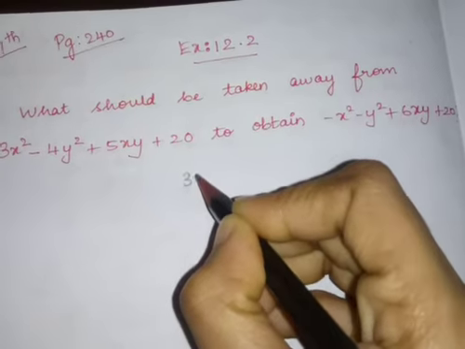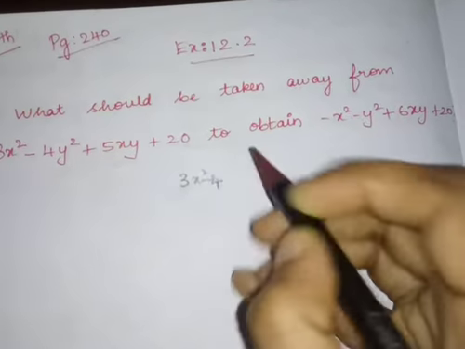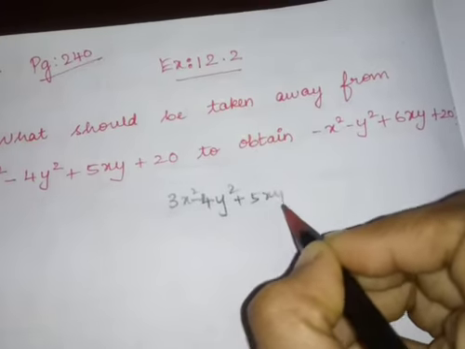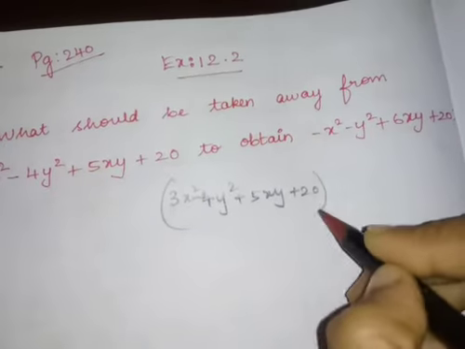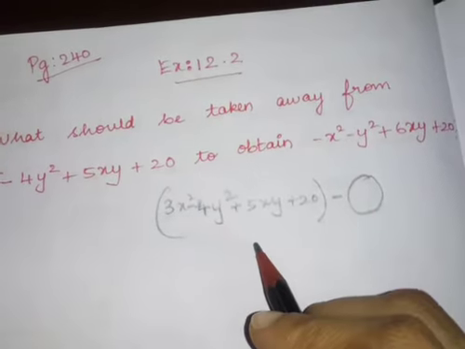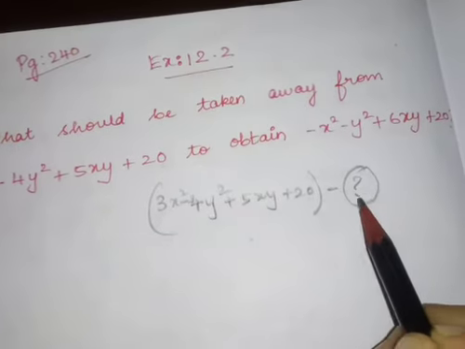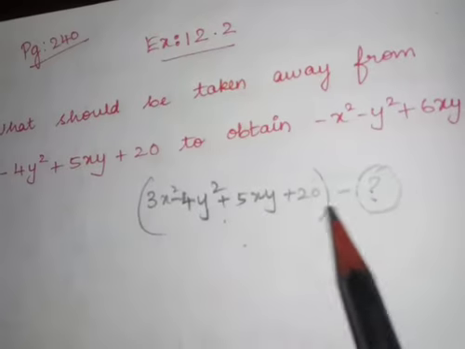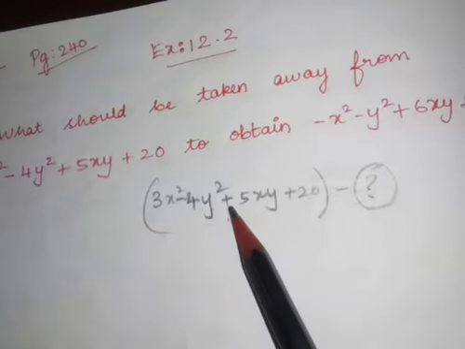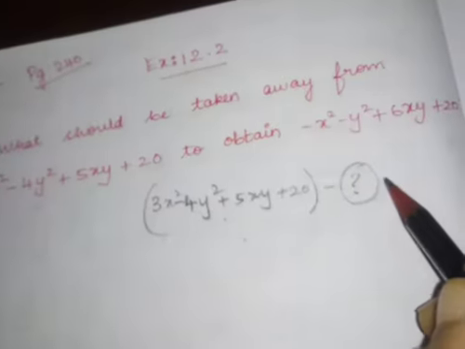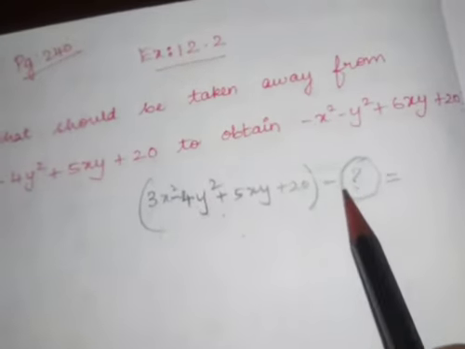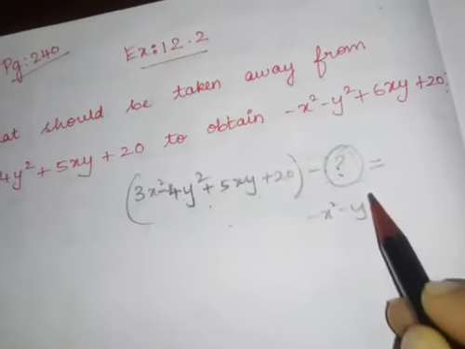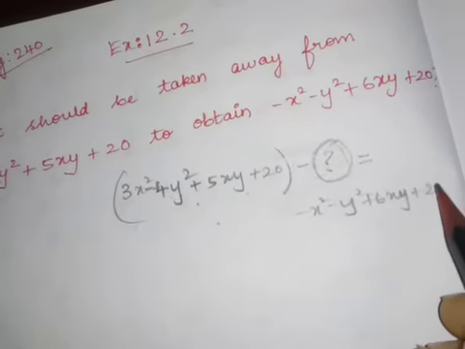So now the first expression I'll explain using the pencil. 3x square minus 4y square plus 5xy plus 20. Something you should subtract from this. What should be subtracted from that thing should be written first, from 3x square minus 4y square plus 5xy plus 20 to obtain. When you subtract that unknown value from this expression, you will get minus x square minus y square plus 6xy plus 20.